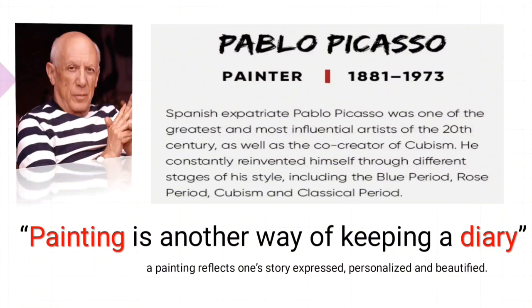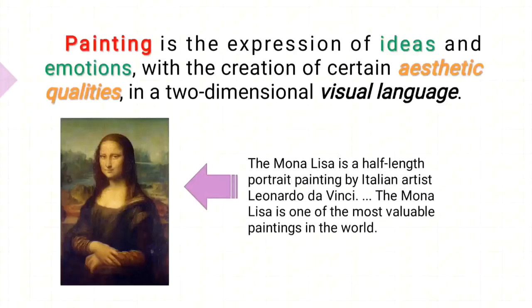As well as the co-creator of Cubism, he constantly reinvented himself through different stages in his style, including the Blue Period, Rose Period, Cubism, and Classical Period. According to him, painting is another way of keeping a diary. A painting reflects one's story expressed, personalized, and beautified. Painting is the expression of ideas and emotions, with the creation of certain aesthetic qualities in two-dimensional visual language.